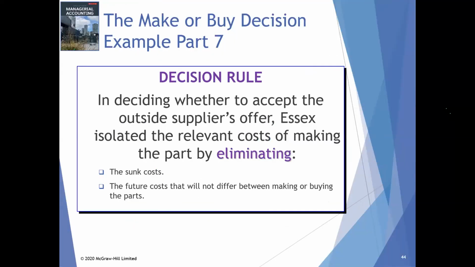Now, the simple thing is that the make or buy decision, the decision rules will be in deciding whether to accept the outside supplier's offer. ESACs isolated the relevant cost of making the part by eliminating the sunk cost, right, which has not any relevance. Only the relevant cost has been taken, and future cost that will not differ between making or buying the part. So these two things that we need to consider.